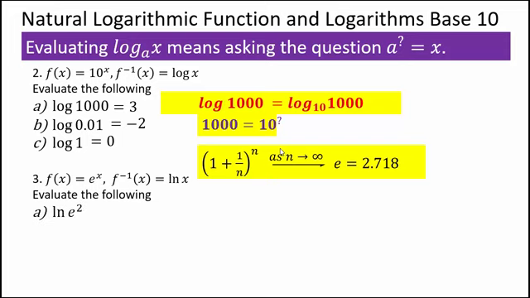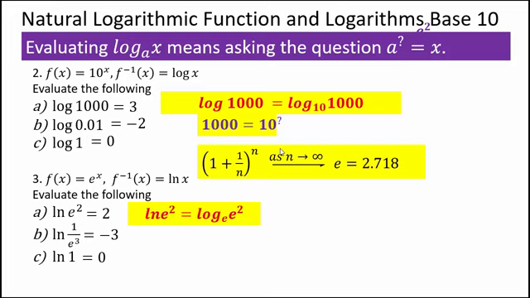So natural log of e squared would be what? You're looking for e to what power gives me e squared? That would be 2. Natural log of 1 over e to the third will be negative 3, because e to the negative 3 is 1 over e to the third. And natural log of 1 would be 0. In fact, log of 1 base anything is going to be 0, because that is the only power that makes the base to the 0 power 1.